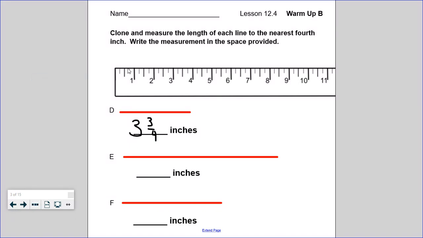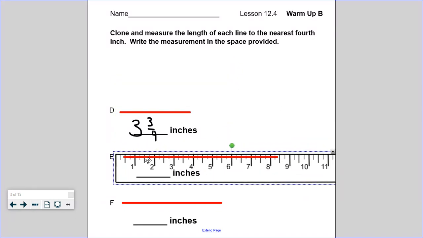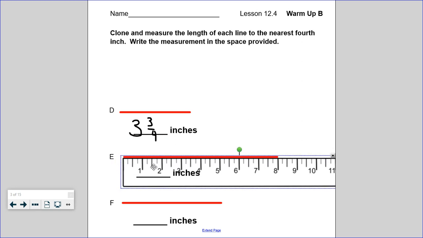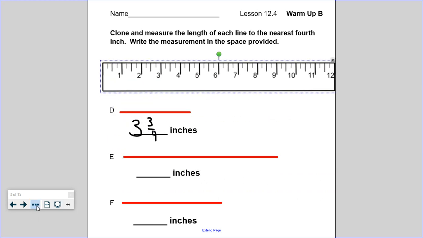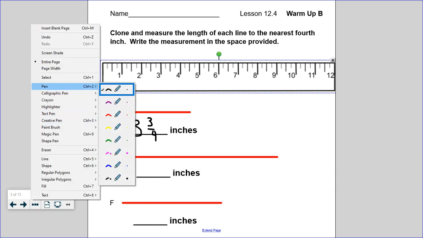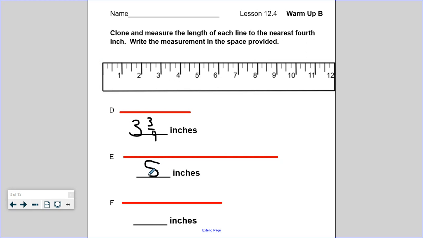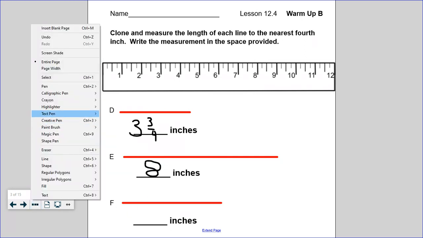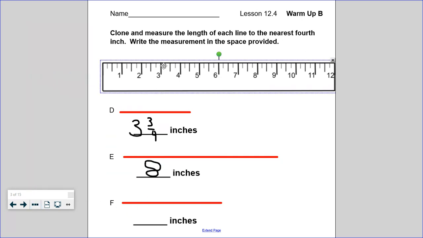All right, let's try this next one. How long do you think that line is? I think we can probably all agree that one's an easy one. That is just 8 inches long. All right, one more.